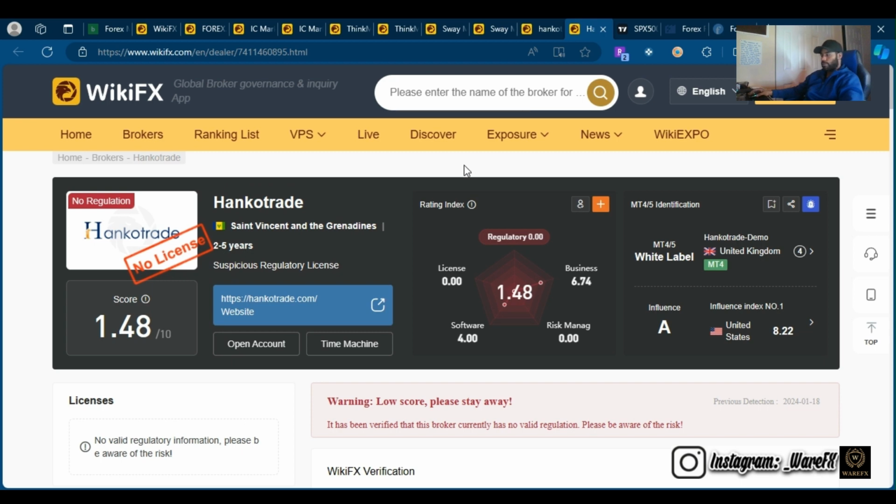Whatever broker or prop firm you want, whatever broker that you feel as though you want to use, or whatever broker the prop firm uses, you would always just look it up on WikiFX. It's a global broker governance and inquiry app, so it has a lot of things on it. It's very, very legit, and a ton of people use it.